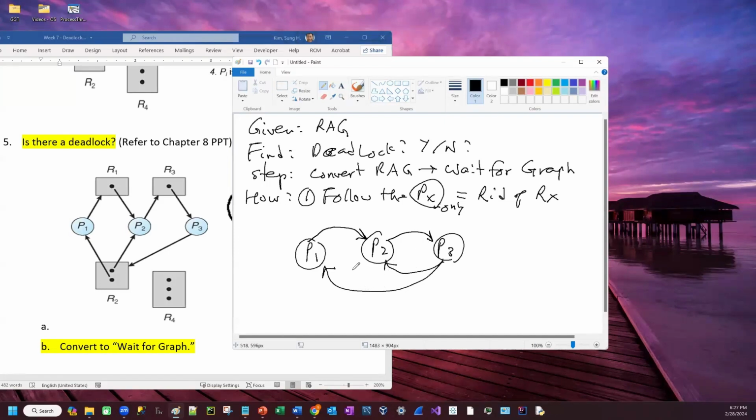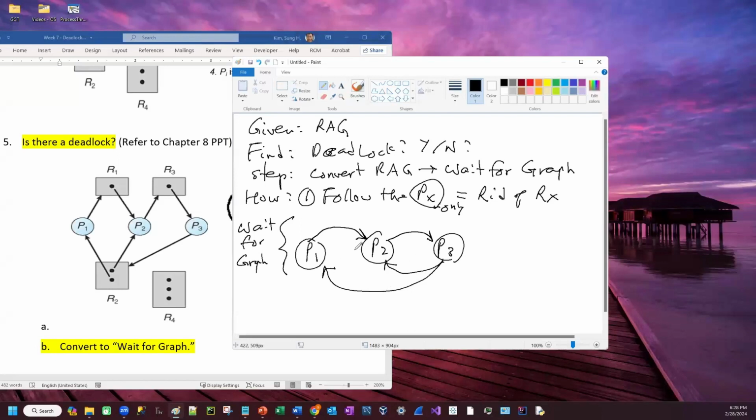So this right here is the wait-for graph. So you look at this. Is everybody kind of clear about how I drew this wait-for graph? If there's a question, let me know. Okay, so I'll take that as all okay.